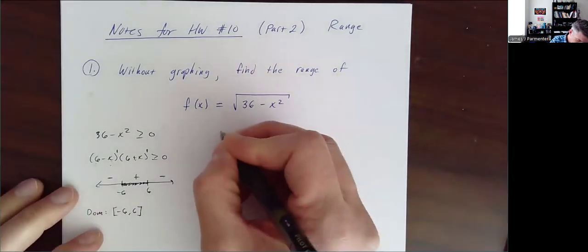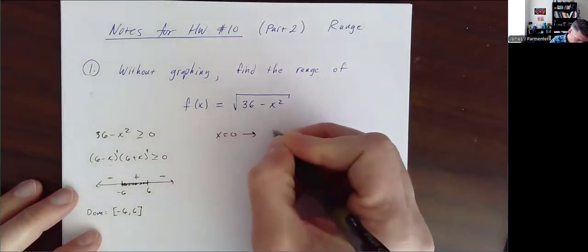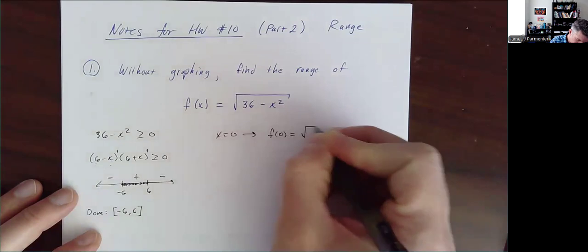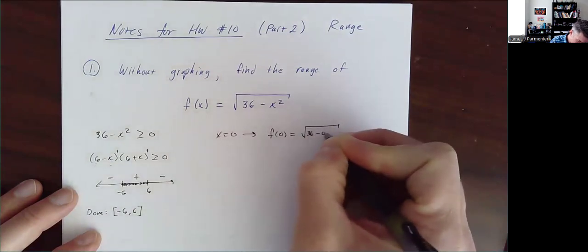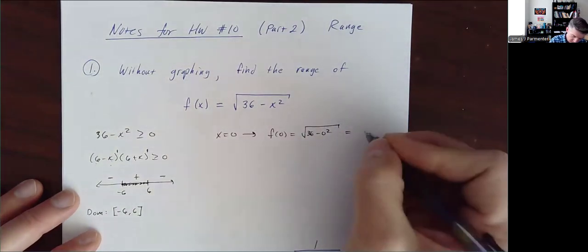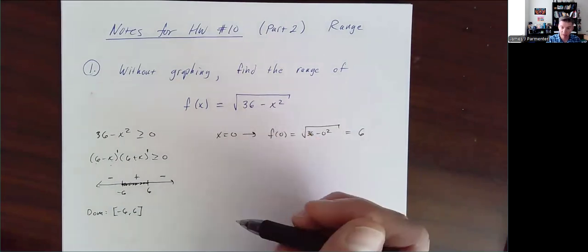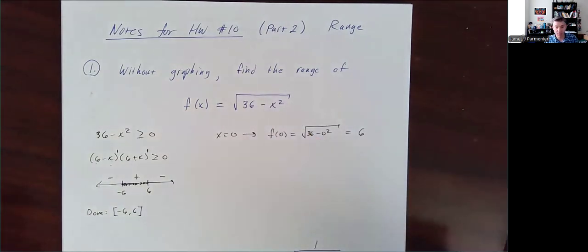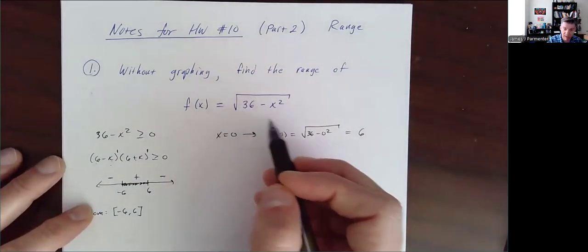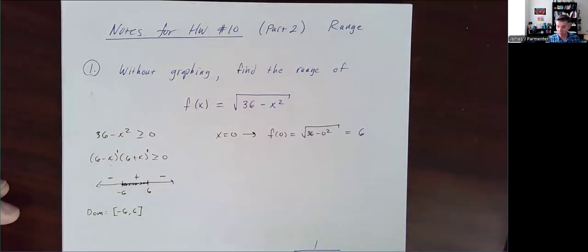So I know that if x equals 0, f of 0 is going to be the square root of 36 minus 0 squared, which is the square root of 36, which is 6. And that's the biggest this can be. Any other pick for x will make this inside part smaller. Like if you pick 1, f of 1 is going to be the square root of 35. f of 2 is going to be the square root of 32. To make this thing as small as possible, I want to make x as large as possible. The biggest x can be is 6, or negative 6 is the furthest away from 0.